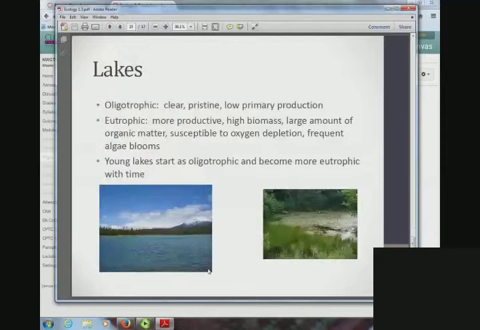With lakes, we can have some variety in those as well. An oligotrophic lake is the clear, pristine lake that's low in primary production. These are relatively new lakes. Eutrophic lakes are more productive. They're higher in biomass, they have a large amount of organic matter, and they can be susceptible to oxygen depletion and have frequent algal blooms. Young lakes will start as oligotrophic lakes, and over time will become more eutrophic.